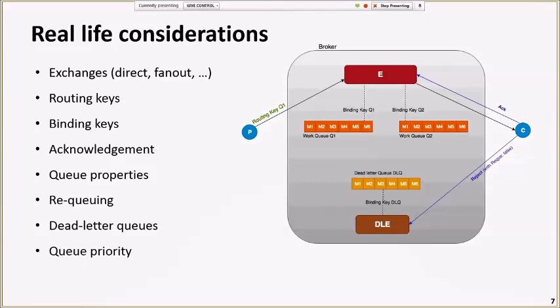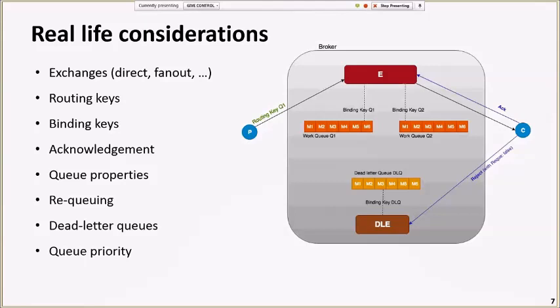So the queue is going to be bound to the exchange through something called a binding key, and then the publisher is going to send messages to the exchange. So the publisher always sends messages to the exchange. It never sends it to the queue. For simplicity's sake, I just showed it sending to the queue, but it goes to the exchange, and the exchange decides where to route this message, like which queue it should go to.